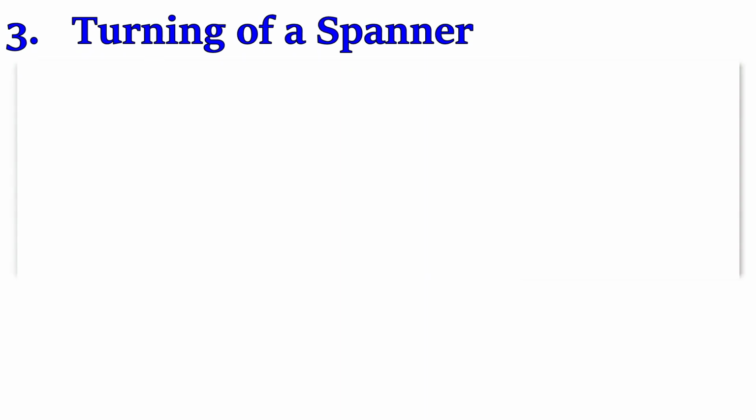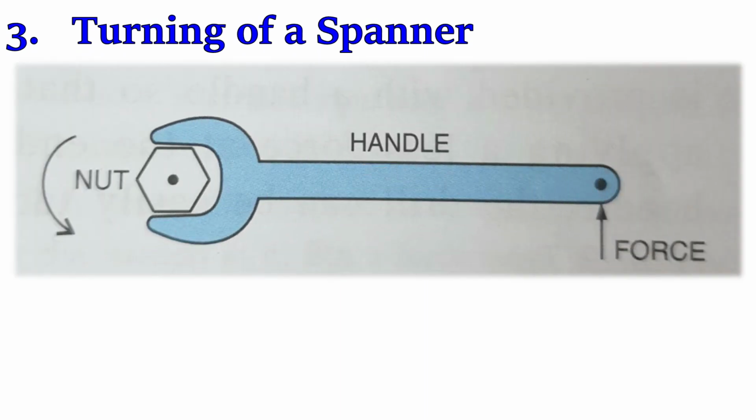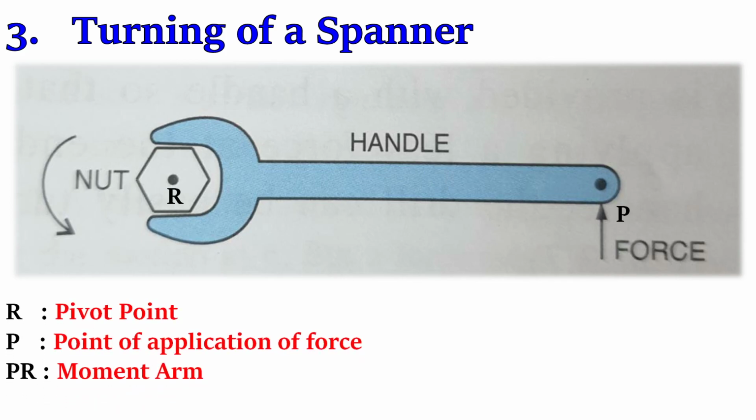Next we have turning of a spanner. So here we have the spanner. Of course, we have the pivot point as R, and the point of application of force is P. So PR becomes your moment arm, the perpendicular distance. So when you apply force, there will be turning effect. The nut will open. Okay. So when you apply force, if the perpendicular distance is reduced, you do this activity in your home and try. If you decrease the perpendicular distance, you have to apply more force.